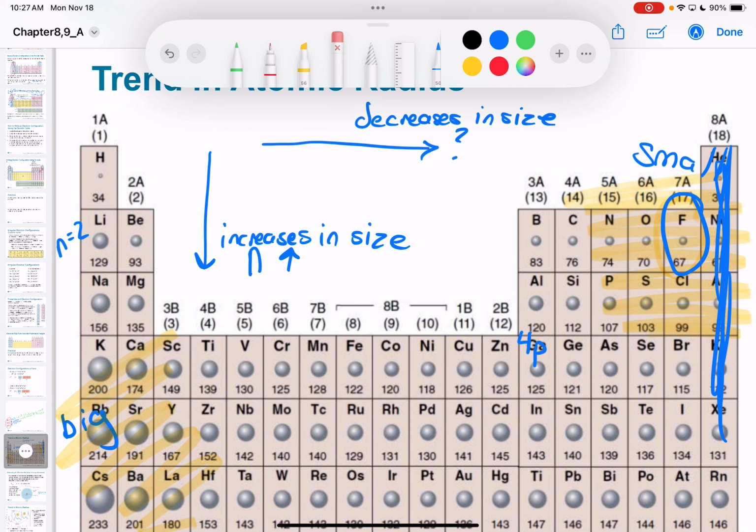Well, guess what? The concept of ionization energy, so definition, ionization energy is the energy to remove an electron. So if I've got fluorine here that is really good at holding onto its electrons, how easy do you think it is to remove an electron from fluorine? It's really, really hard. Okay? It does not want to give its electrons up because it's really good at holding them on. So things that are small will also have high ionization energies. Now, this is not the energy of the electron. It is the energy required to remove an electron.